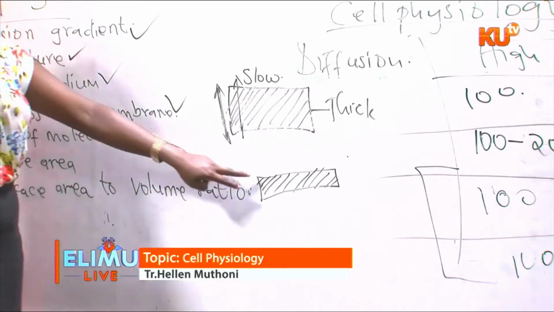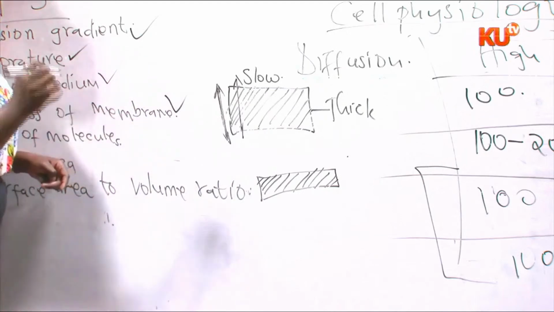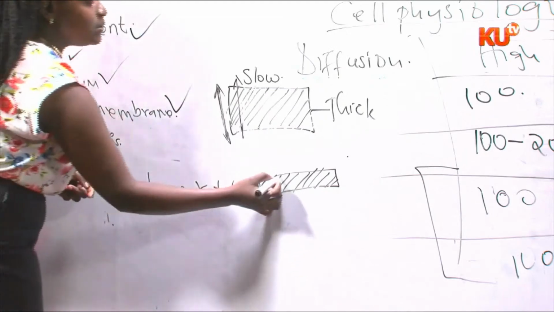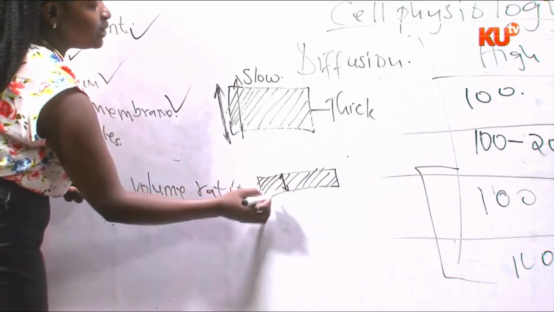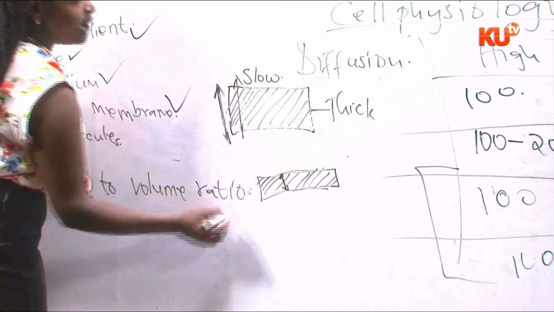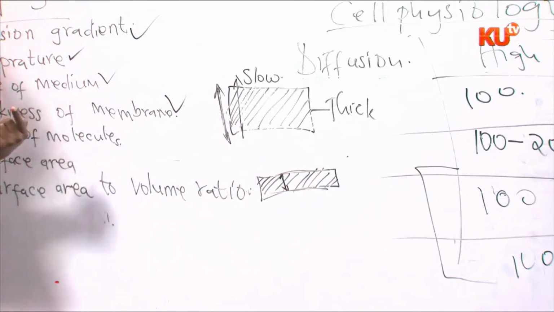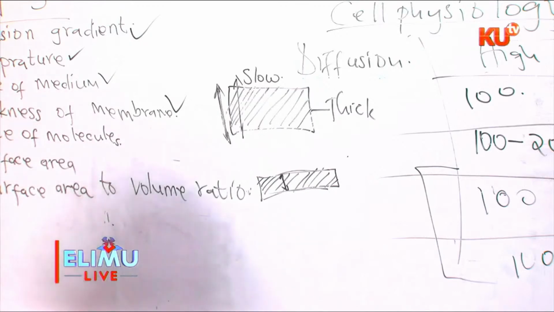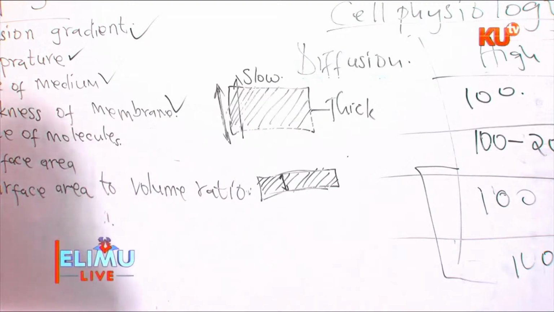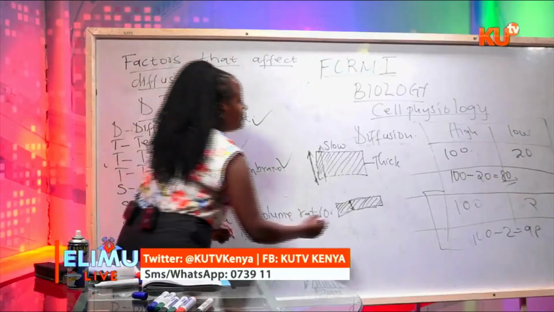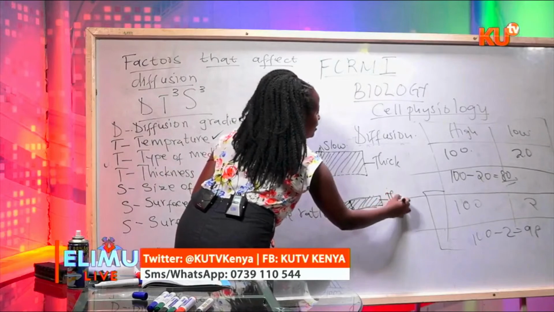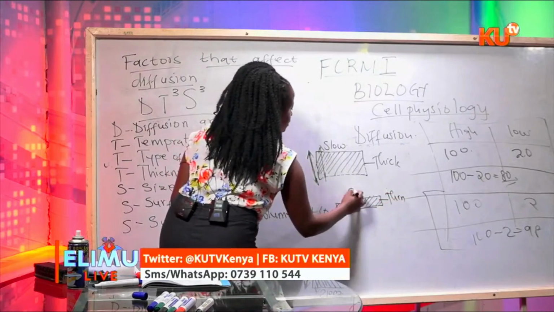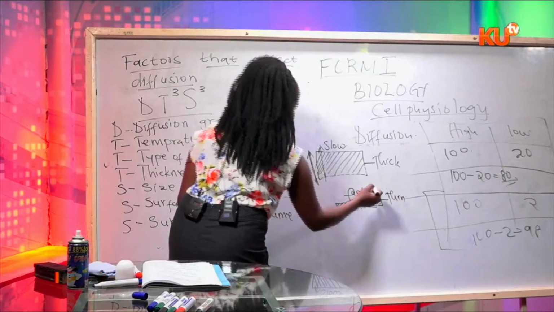Then we have this membrane. As you can see, the length between the far side and the lower side is less. So the diffusing molecules will only take a short time to reach the next region. So in thin membranes, the rate of diffusion is fast.